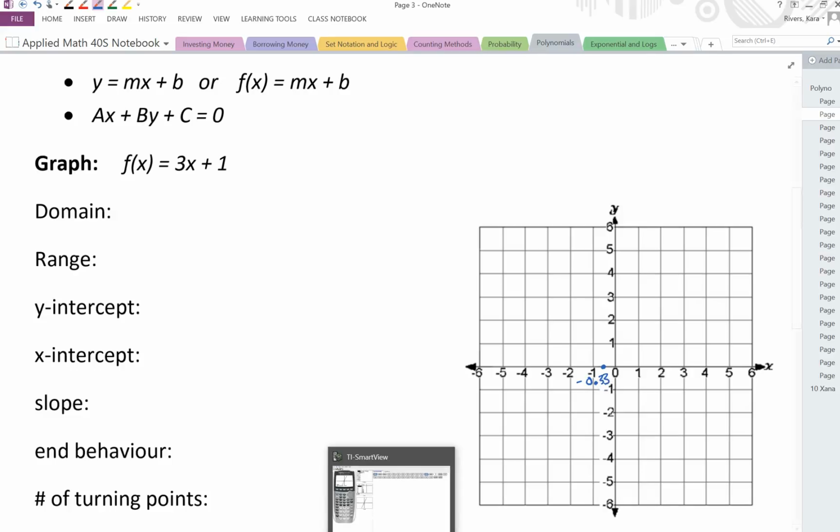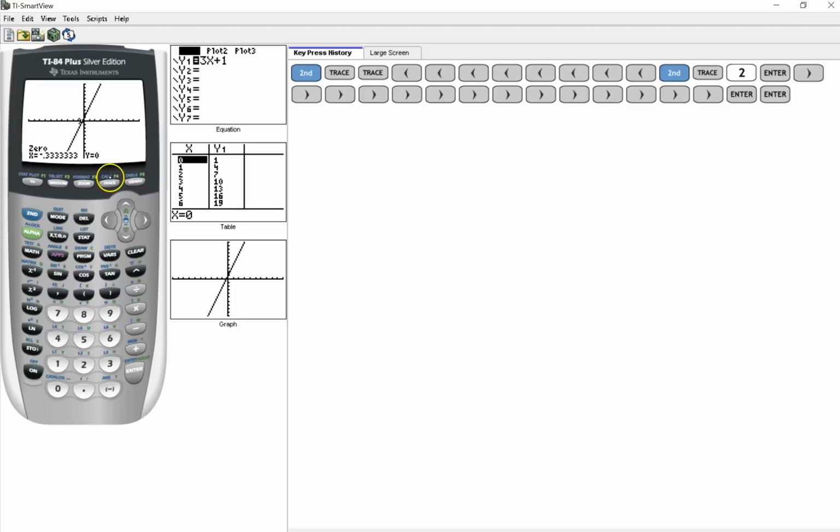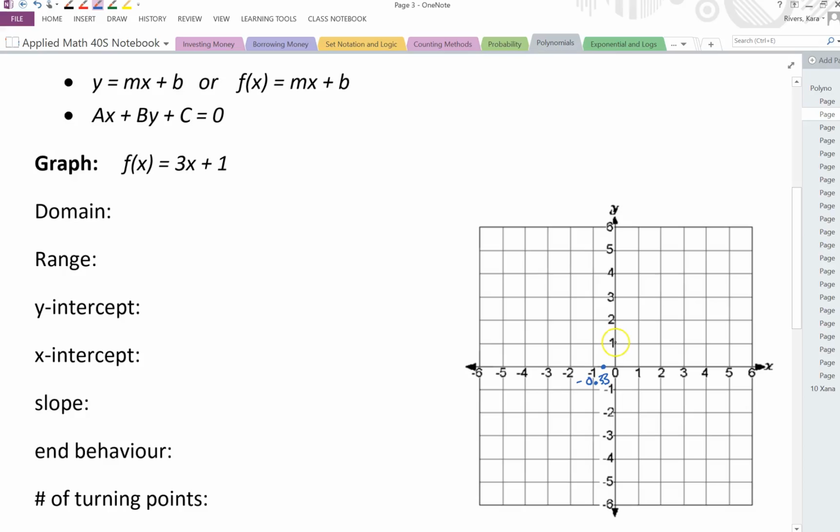What is my y-intercept? We go into another menu, same second trace, but instead of clicking 2, I'm going to click 1 and put in value. So under there, I could put in any x value I want. So if I want to find the corresponding y value for 5, I would put in 5. If I want to find the corresponding value of negative 3, I'd put in negative 3. But a y-intercept has a corresponding x value of 0. So I'm going to put in 0 here, enter, and it'll give me the y value when x is equal to 0, and it's at positive 1. So right here at positive 1.